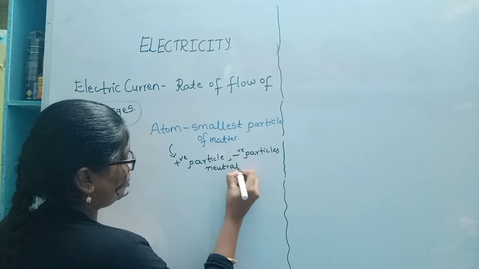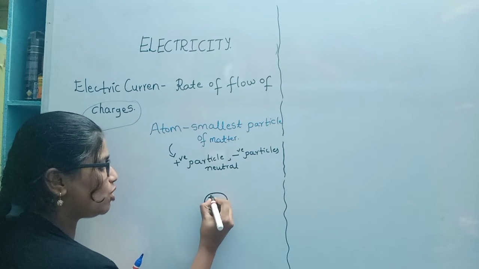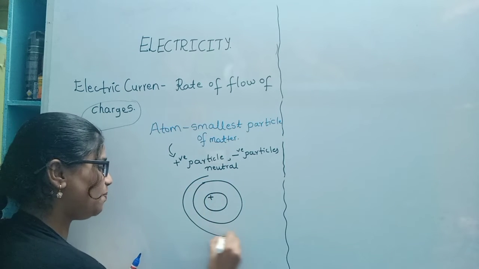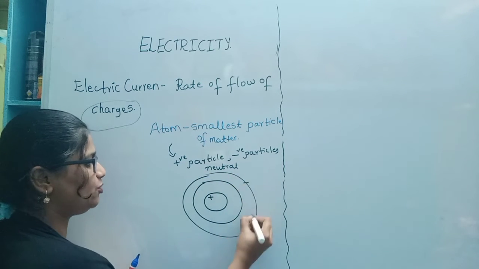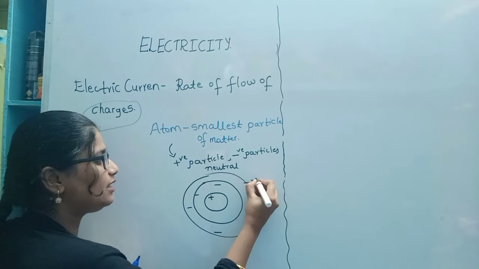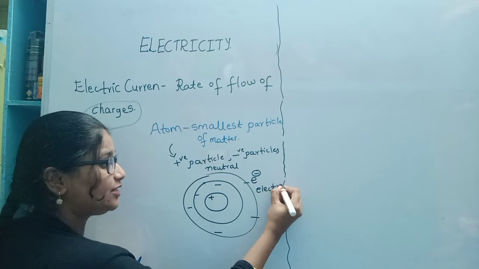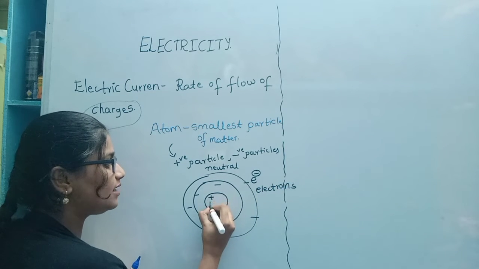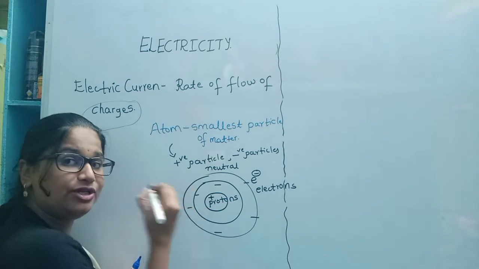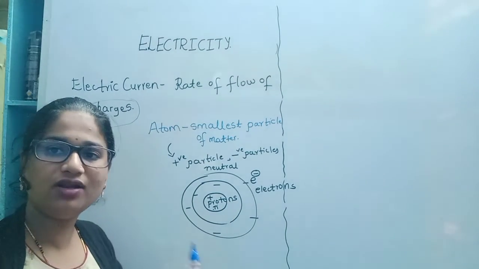Okay, so if you consider this as an atom, positive particles will be present, and around it the negative particles will be revolving. These negative particles are termed as electrons, and positive particles are termed as protons. Then we have the neutral particle, denoted by N, which is neither positive nor negative.